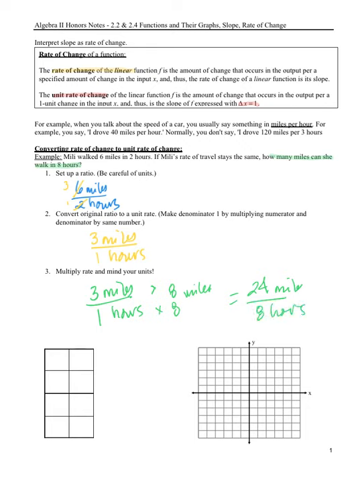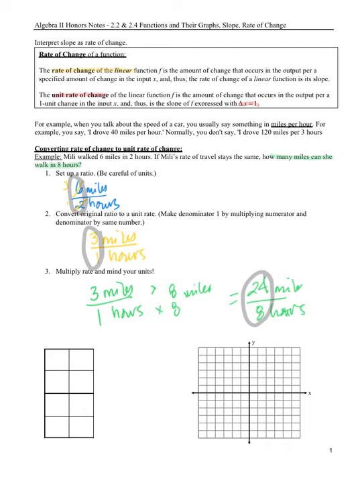So if you notice, each of these fractions are equivalent. So this 24 over 8 is equivalent to 3 over 1, which was equivalent to 6 over 2. So, of course, these should all be equivalent.